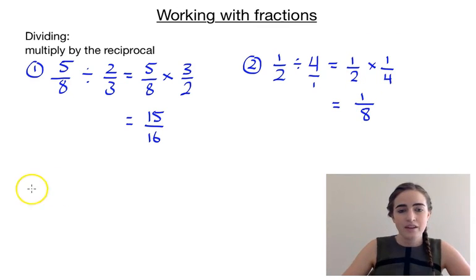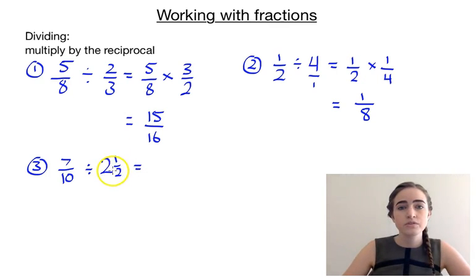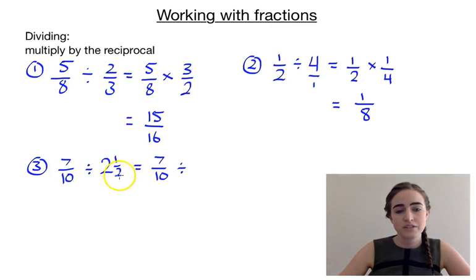Right, one last example. If we had 7 over 10 divided by 2 and a half. So the first thing we want to do here, if we've got a mixed numeral, is convert it into an improper fraction. We're going to have 7 over 10 divided by, so 2 and a half, to turn that into an improper fraction, we're going to go 2 times the denominator, so 2 times 2 is 4, plus the 1 on the top gives us 5, it'd be 5 over 2.